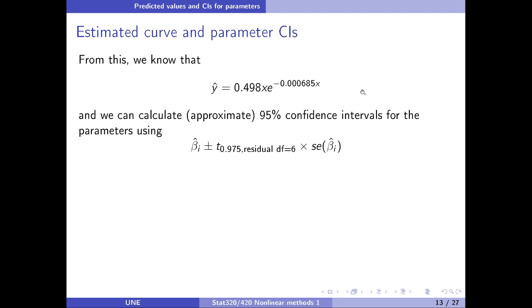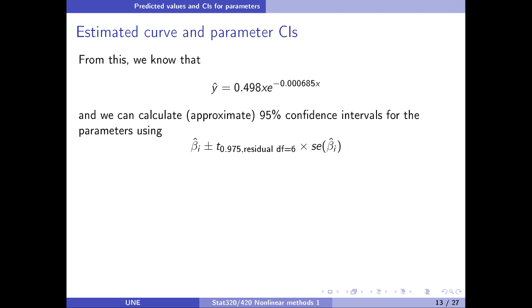Now, if we want to, we can calculate our approximate 95% confidence intervals for each of the parameters in the exact normal way. Beta 1 hat or beta 0 hat, it doesn't matter. So beta i hat plus or minus the correct t-statistic based on our residual degrees of freedom, which in this case happened to be 6. For a 95% confidence interval, we look for the 0.975 t-statistic and multiply by the standard error of beta i hat.